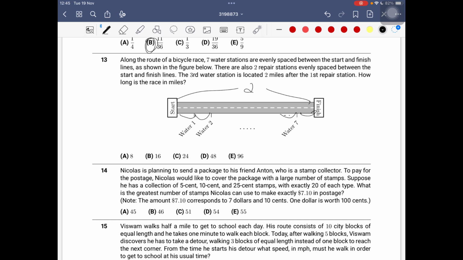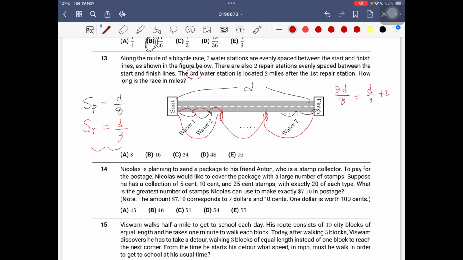So if we let the distance be d, then the space for water stations is d over 8. But if we have 2 repair shops, this has 3 spaces. So the space for the repair shop is d over 3. So let's say the third water station is 3d over 8. This is the location of the third water station. Located 2 miles after. So after means this is further than this one. This is d over 3 plus 2. So I'll multiply by 24 together. And 9d becomes 8d plus 48. So d becomes 48. So the race in miles is 48.